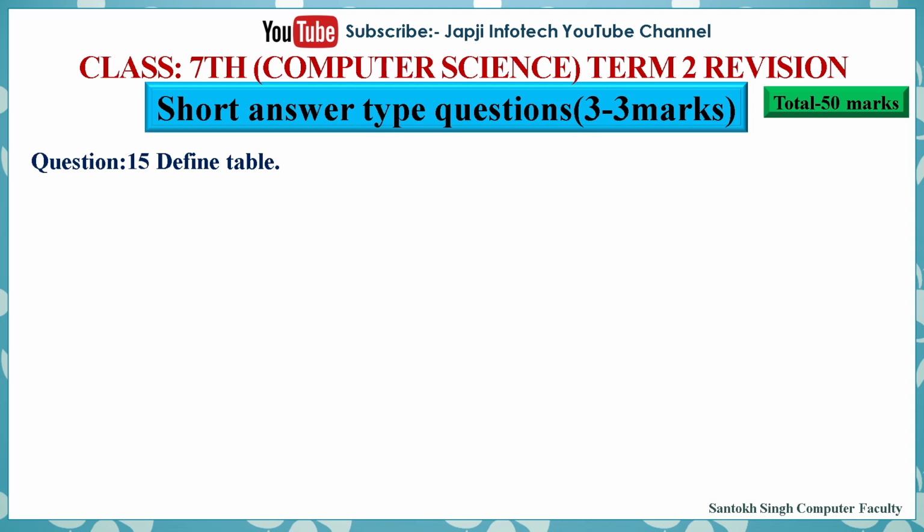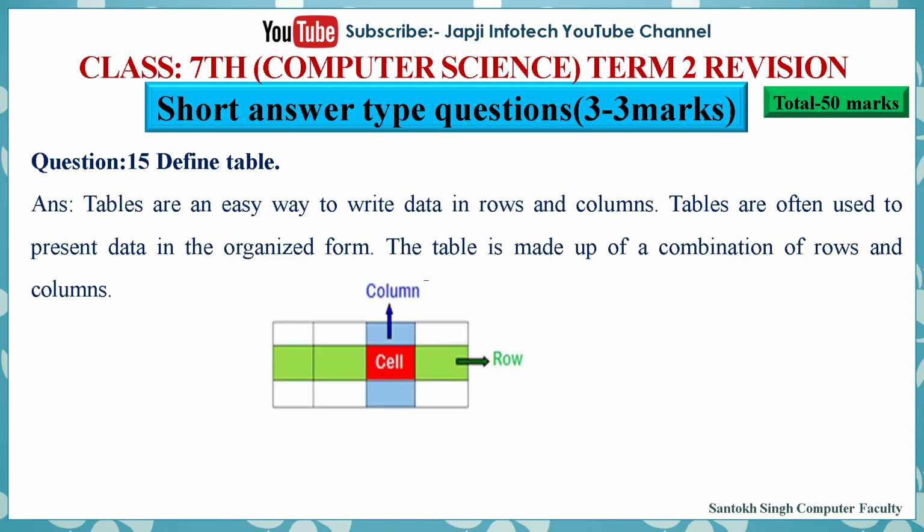The 15th question is, define table. So tables are an easy way to write data in rows and columns. Tables are often used to present data in an organized form. The table is made up of a combination of rows and columns.